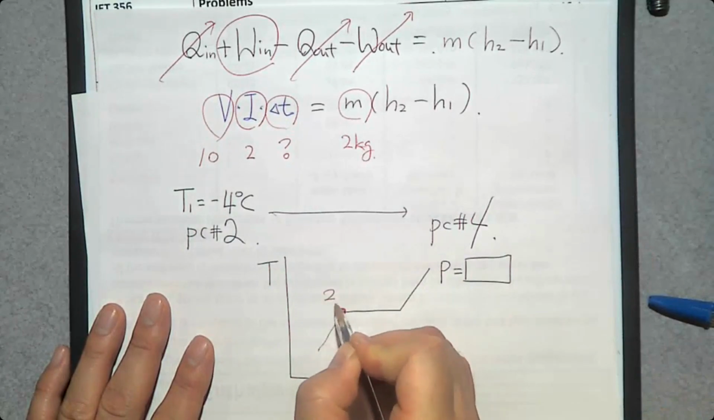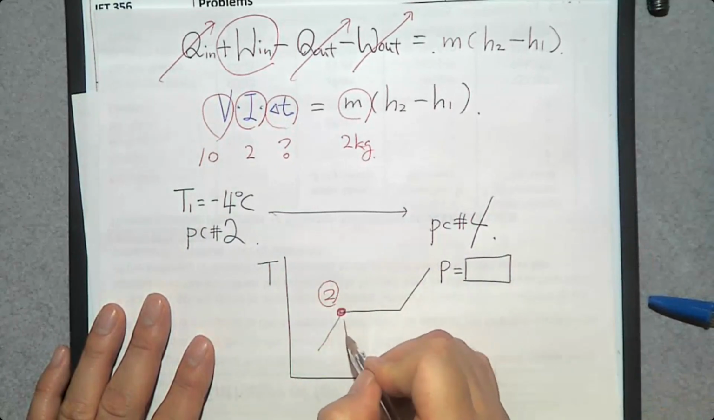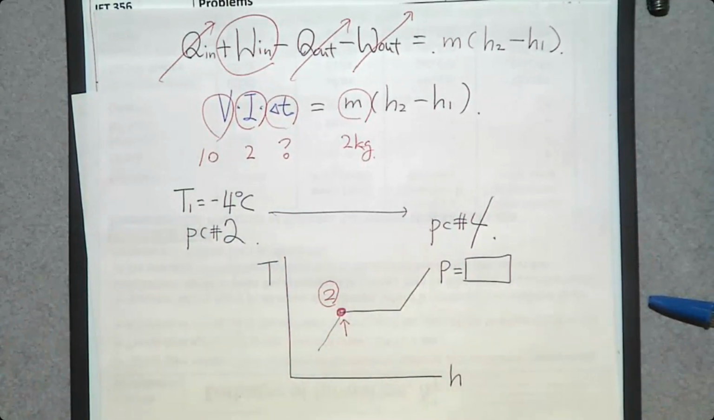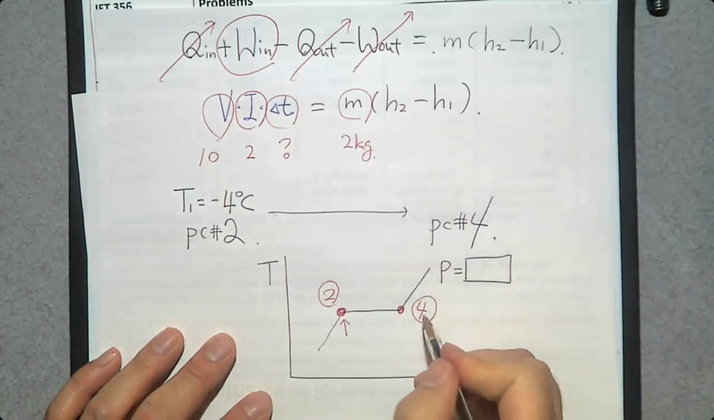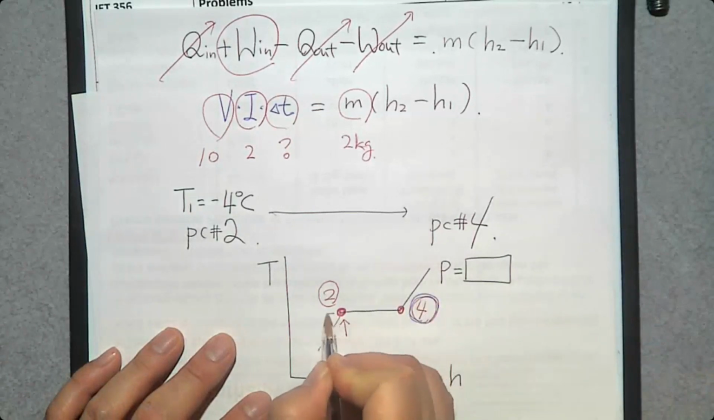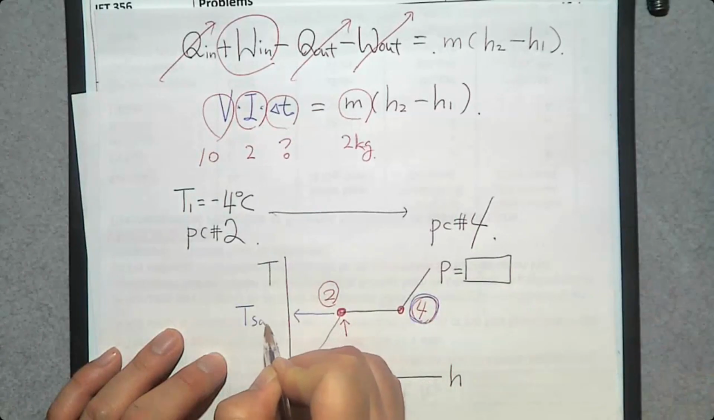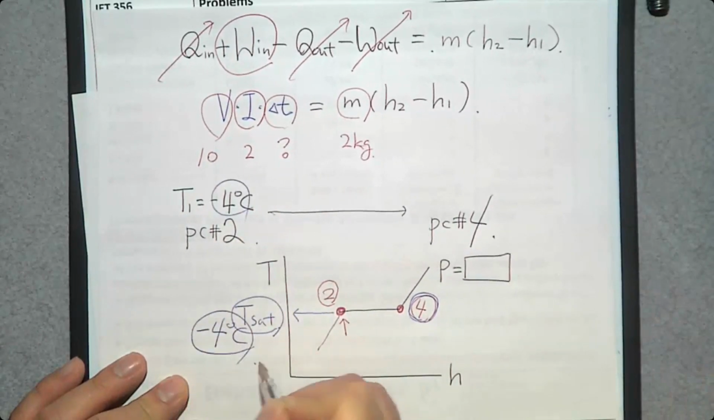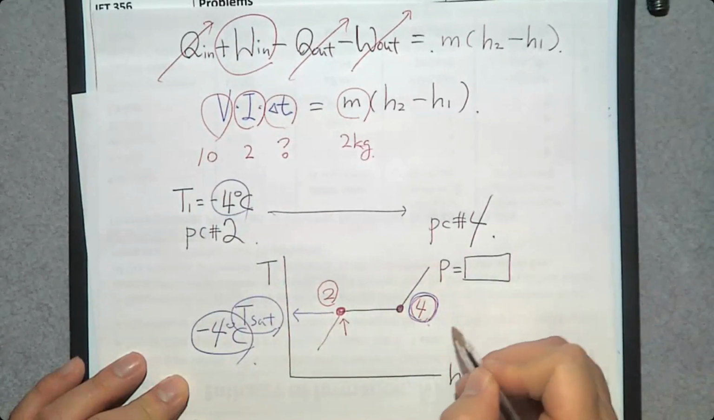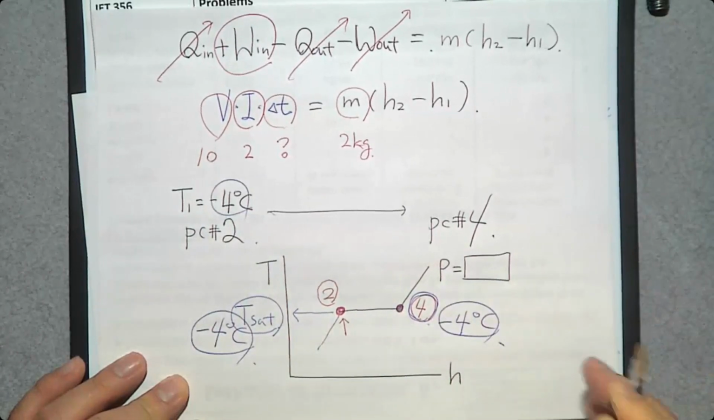phase change process number 2, saturated liquid. So this is the initial state. And because of this heat transfer, at this constant pressure, it becomes saturated vapor. Where is it? Right here. Number 4. What is the temperature of this saturated vapor? T sat. What is T sat? Minus 4 degrees Celsius. So what is the temperature of saturated vapor? Again, minus 4 degrees Celsius.